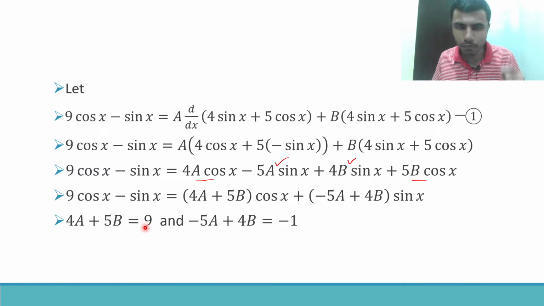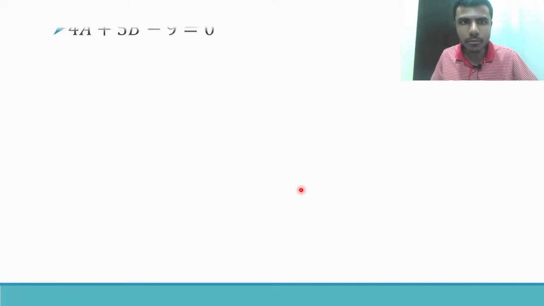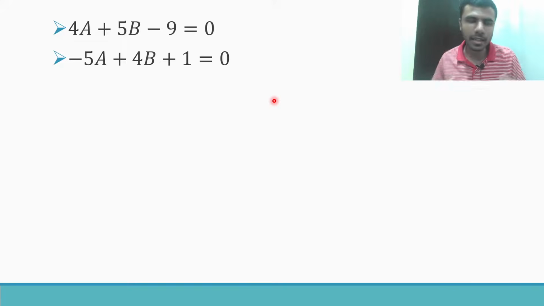Now next, bring these numbers to the LHS. I have 4a plus 5b equal to 9, so just write it as 4a plus 5b minus 9 equal to 0. And as far as this is concerned, bring this minus 1 to the LHS, so I get minus 5a plus 4b plus 1 equal to 0. Why I'm doing this is because I want to solve them using the crisscross method. You could also use the elimination method or substitution method. You are free to solve these two equations. Ultimately, the goal is to find out the values of a and b.